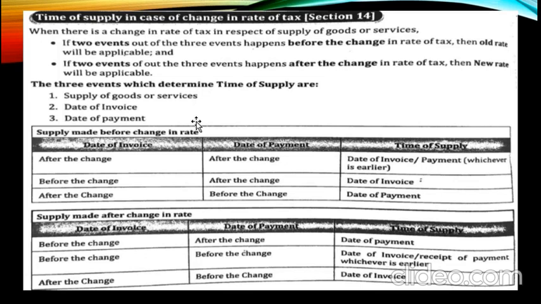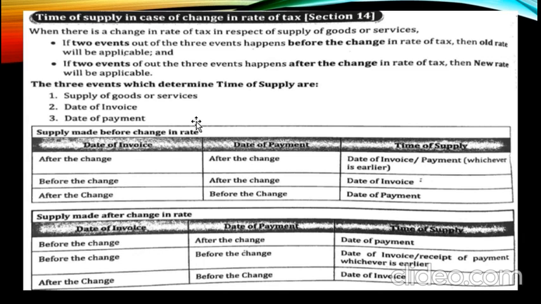In this video, we will be discussing time of supply in case of change in rate of tax, section 14. So when there is a change in rate of tax in respect of supply of goods and or services, if two events out of the three events happen before the change in rate of tax, then old rate will be applicable. And if two events out of three events happen after change in rate of tax, then new rate will be applicable.